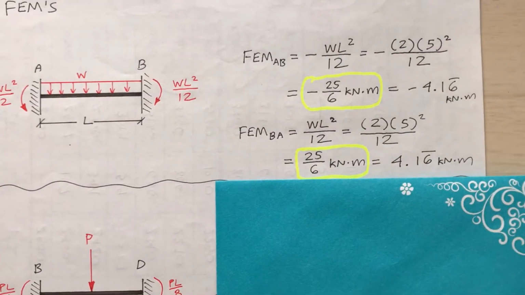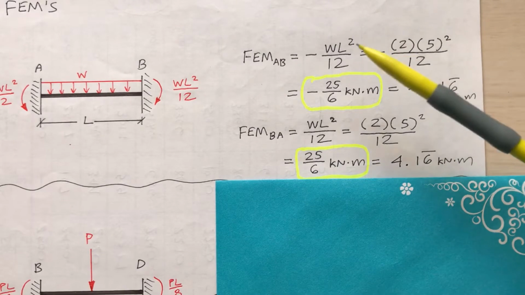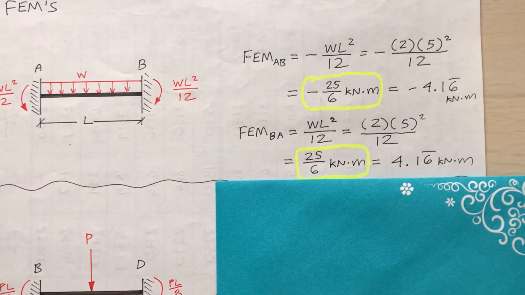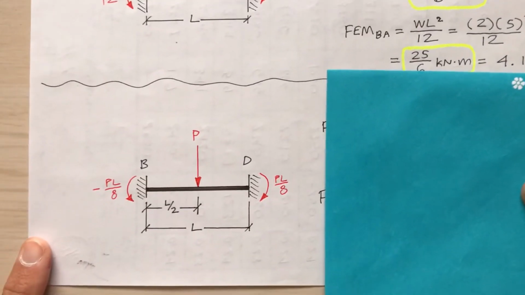Can you see this? Well, answer me. WL squared over 12, I get 25/6 kilonewton meters, or about 4.17. For both ends, just one of them is positive and one of them is negative. So those are my fixed end moments from A to B and from B to A. Okay, now do the same thing for this second scenario.